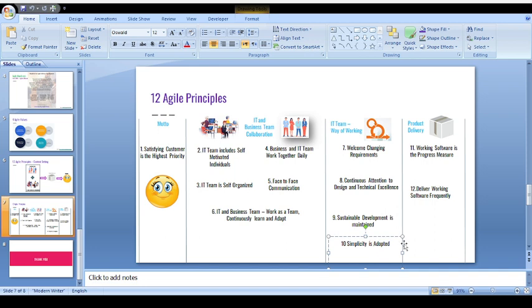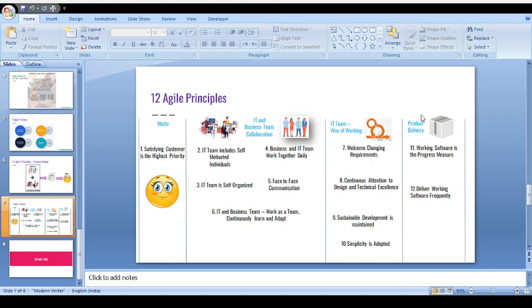That is called simplicity. Simplicity means the art of keeping the undone work minimized. That means all the activities will be done and given. So the IT team will welcome changing requirements. They continuously focus on design and technical excellence. They develop the software, and once in 3 to 4 weeks they will definitely give the new increment, and they will always complete the activities so that it is a done increment. So these are the four principles related to the way of working of the IT team.